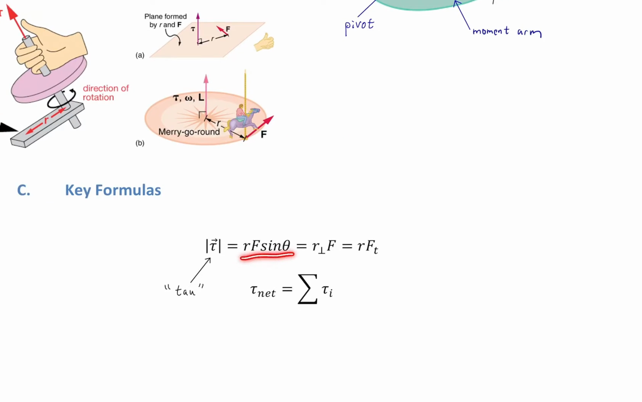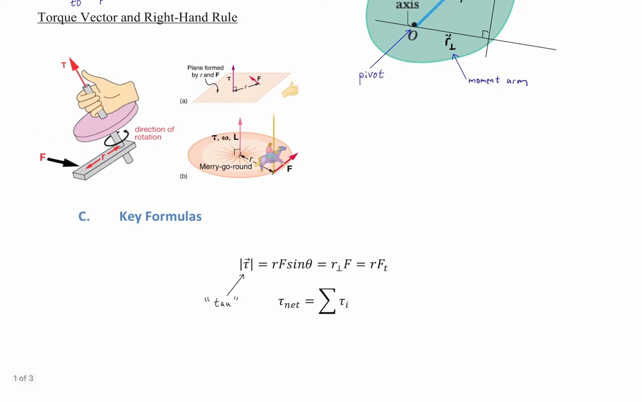Often we will just calculate this by plugging in the angle if it's given, but we might think about it in terms of the component. Right here, this comes directly from the picture. This is the idea that it's the entire force vector multiplied by the component of the displacement vector that is perpendicular to the force. So that r perpendicular, what's the name for that? The moment arm. So it's the moment arm times force.